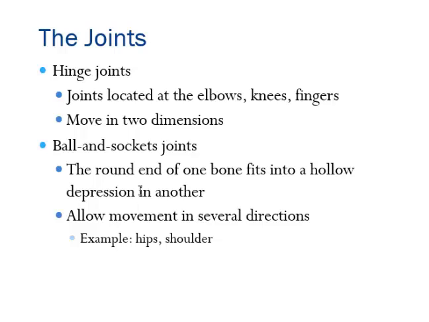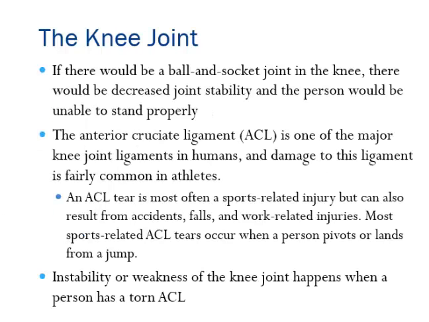Then you've got the ball and socket joints, where the round end of one bone fits into the hollow depression of another. The classic example there is your shoulder. If you hold your shoulder, you realize your arm can't go completely around 360 degrees, but it has a lot of freedom to move around in your shoulder joint.